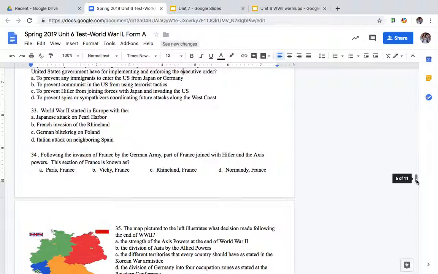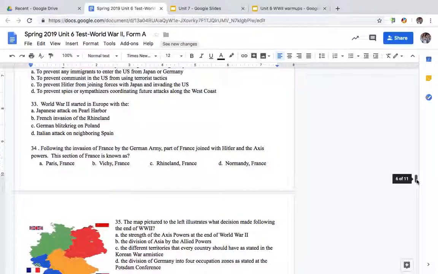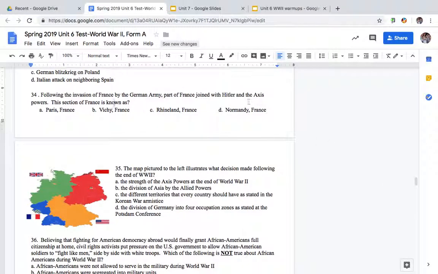Number 33. World War II started in Europe with the A. Japanese attack on Pearl Harbor, B. the French invasion of the Rhineland, C. the German blitzkrieg on Poland, or D. the Italian attack on neighboring Spain. Number 34. Following the invasion of France by the German army, part of France joined with Hitler and the Axis powers. This section of France is known as A. Paris, France, B. Vichy, France, C. Rhineland, France, or D. Normandy, France.